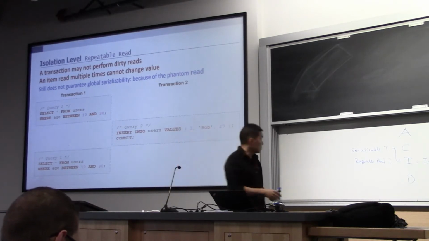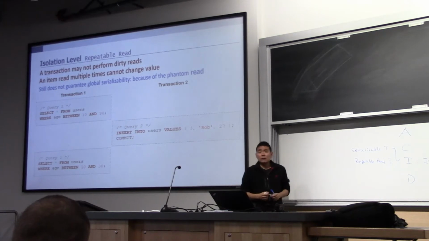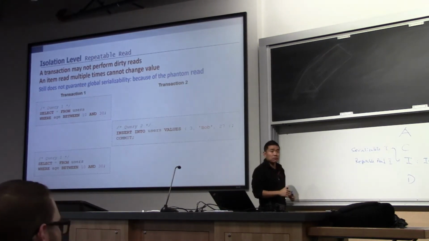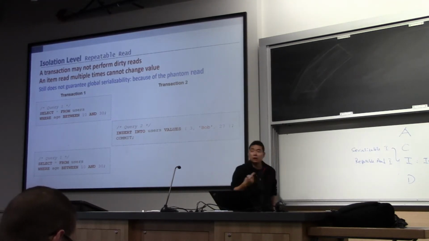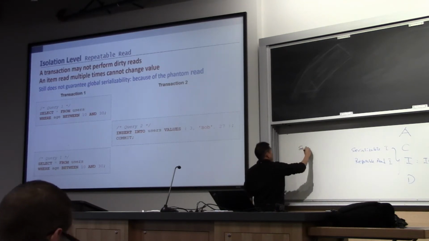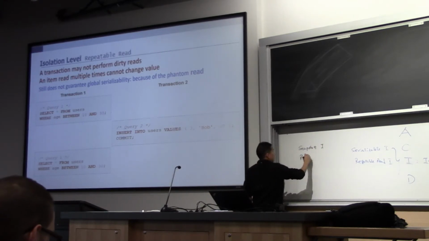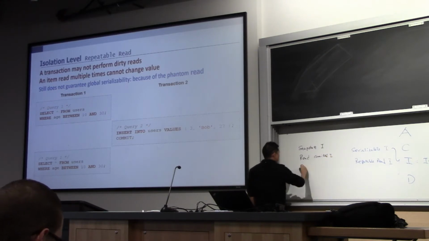In addition to these two isolation levels, there are also some other isolation levels that are well known in the literature. I'm going to write them down, but I'm not going to define what they are. Just FYI, there is the snapshot isolation level. There's read committed and read uncommitted.